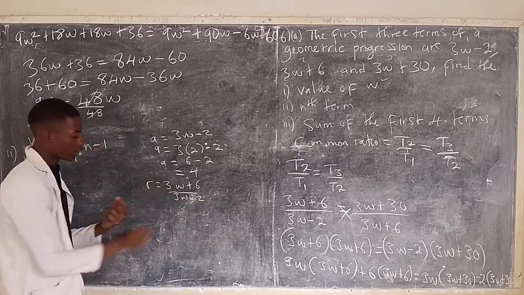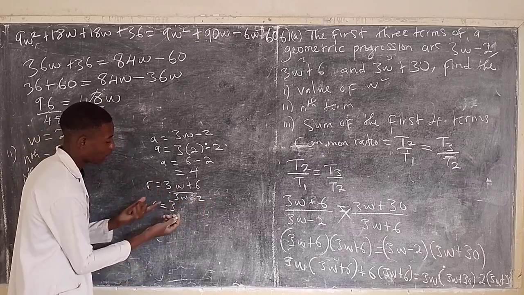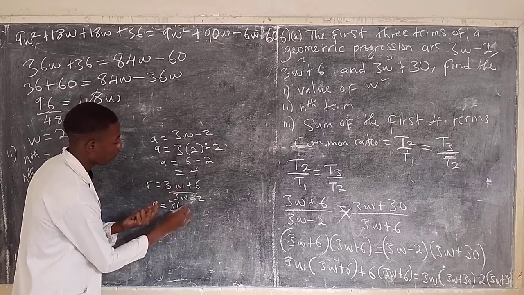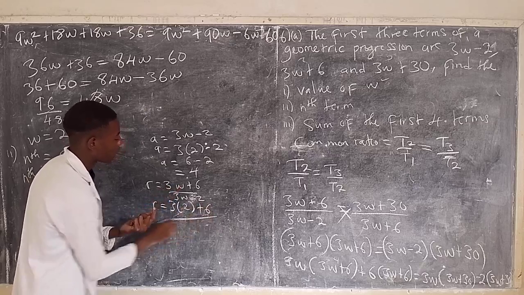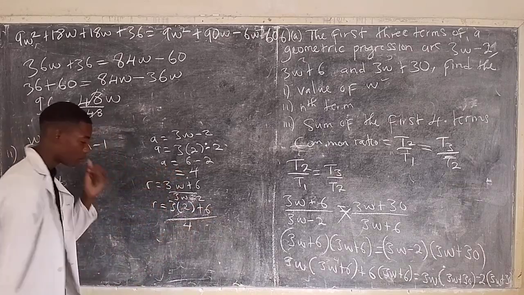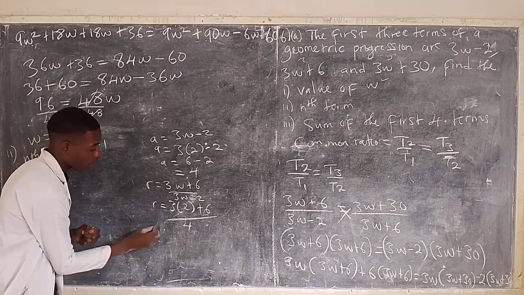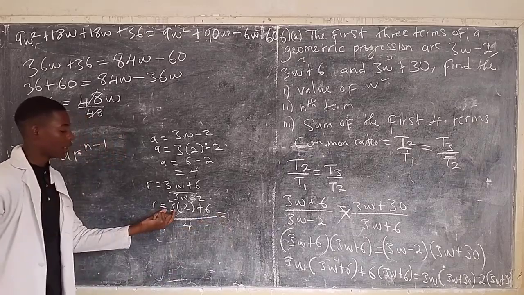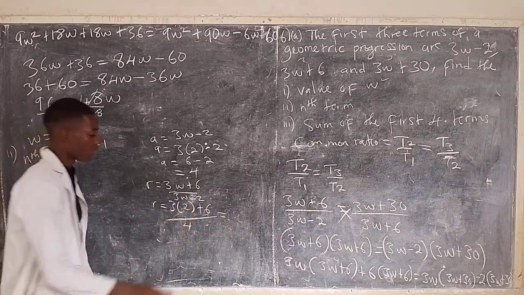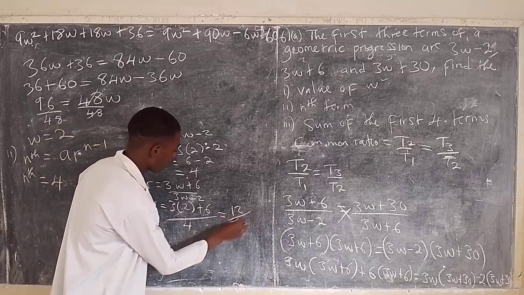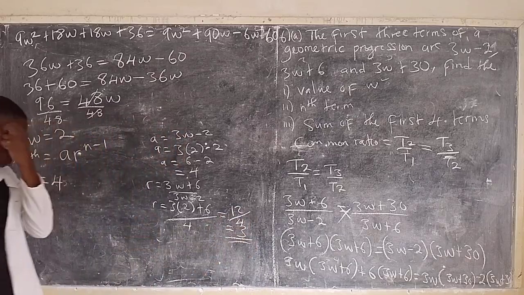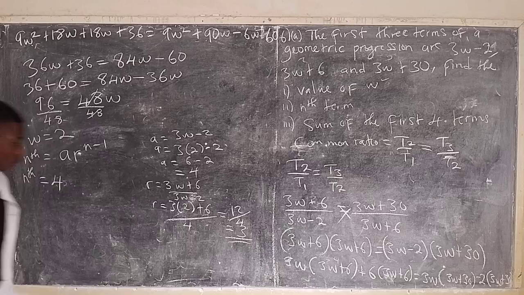So we are going to substitute. We have r should be equal to 3 times 2 plus 6. Remember, the denominator is the same as the first term, which we have already found, which is 4. So we have 3 by 2 gives us 6, plus 6 gives us 12. So we have 12 over 4, which is going to be 3. Now our r is equal to 3.